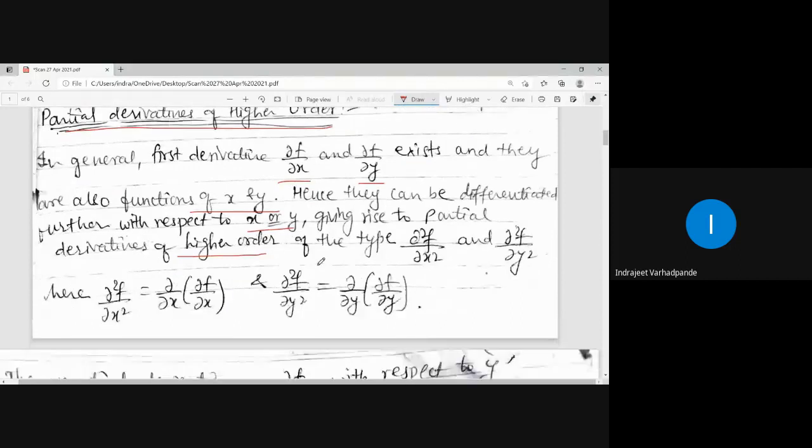So it gave rise to the higher order partial differential coefficients del 2 f by del x square and del 2 f by del y square, where del 2 f by del x square is written as del by del x of del f by del x, and del 2 f by del y square is del by del y of del f by del y, right?